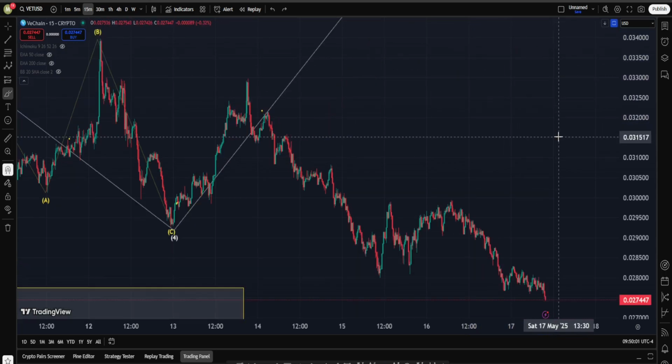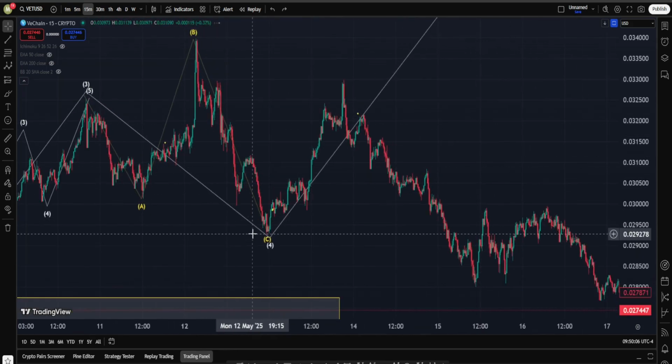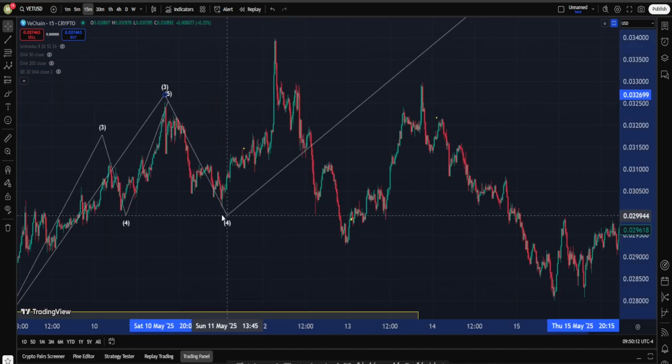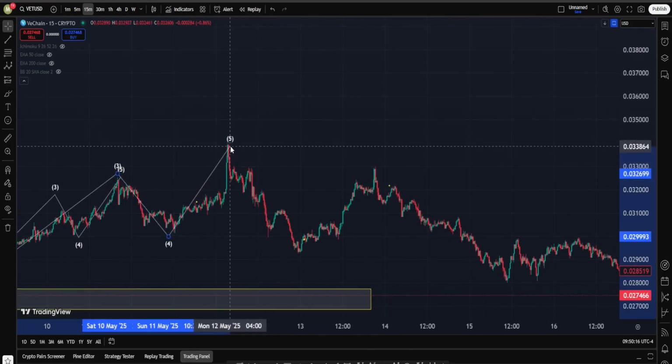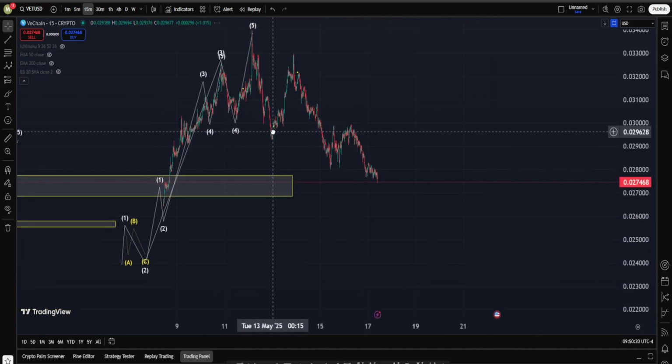So what happened? Unfortunately, the first scenario, and as you can see, we have clearly taken this important low about 2.9 cents, and now we need to consider the end of our wave 5 actually being right around this high, about 3.3 cents. Now let's zoom out more and see what we are having.